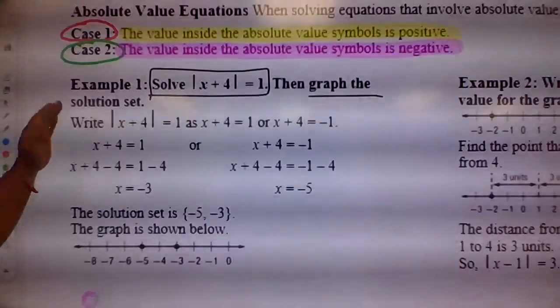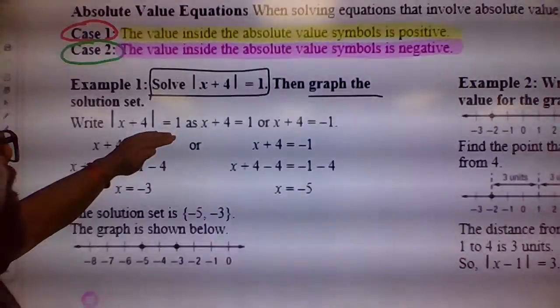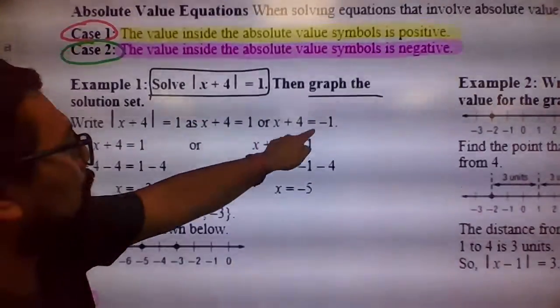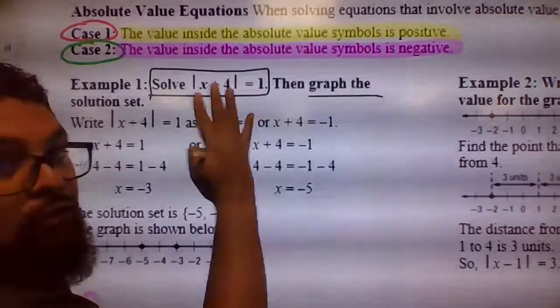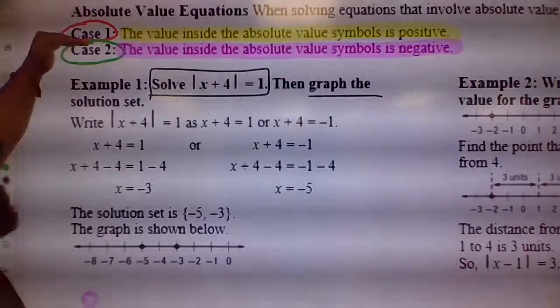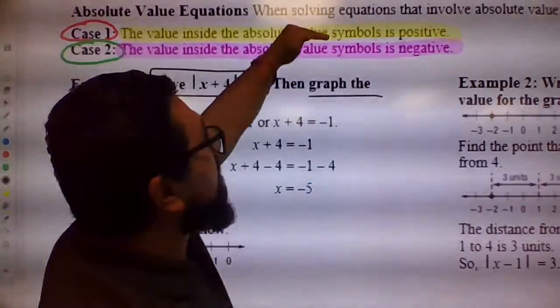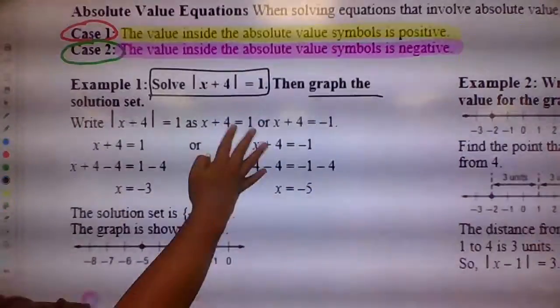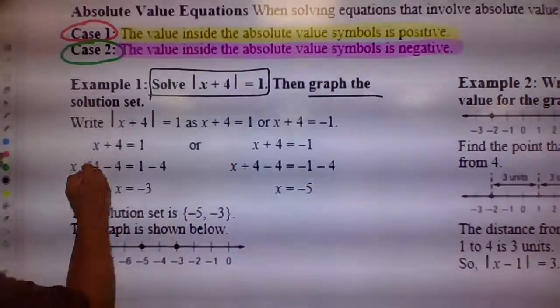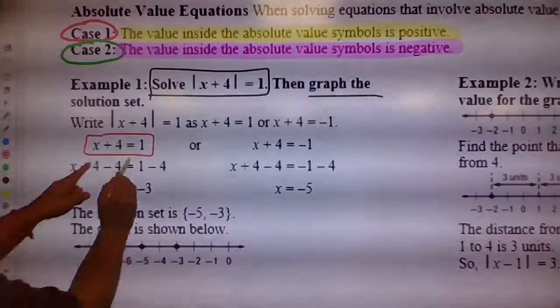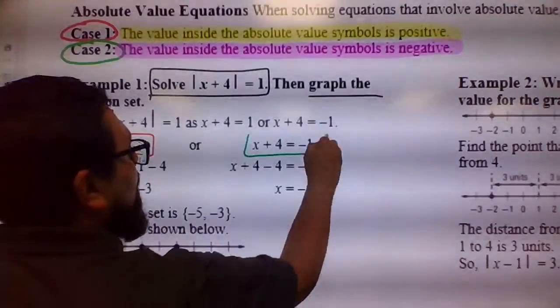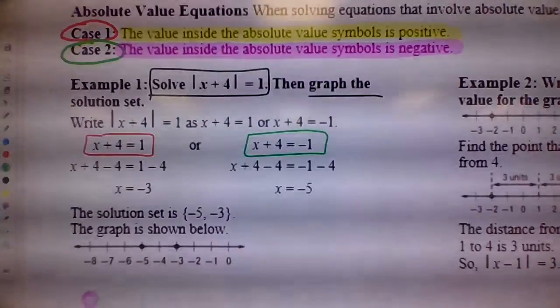Here's your step. So the absolute value of x plus 4 equals 1, so x plus 4 equals 1 or x plus 4 equals negative 1. So you've got to put in two equations. The first case is the value inside the absolute value symbol is positive. The second one is that it's negative. So you've got to solve for both. So here's the first one, it equals 1. And here's the second one, where it equals negative 1.